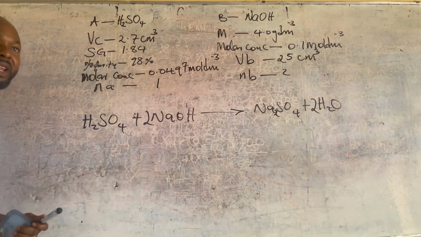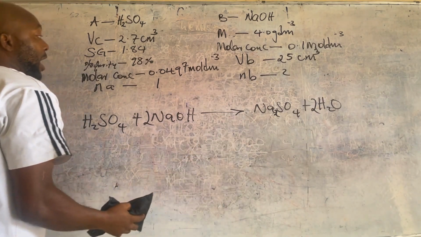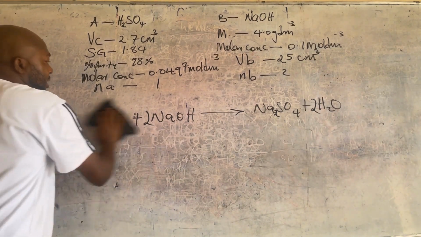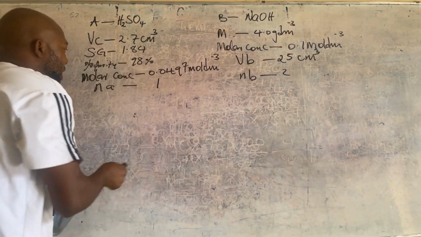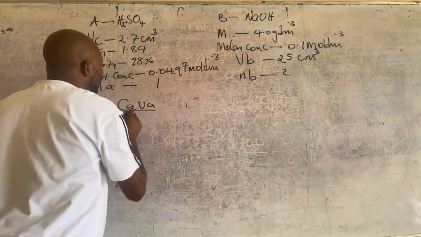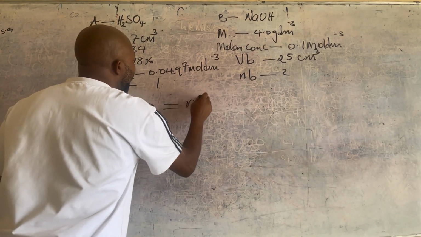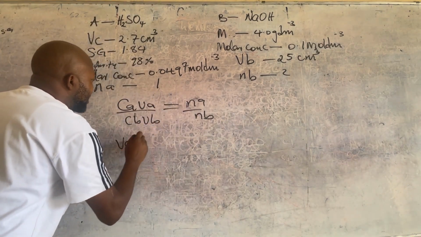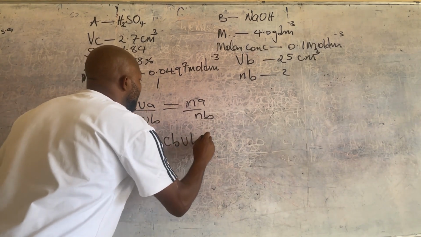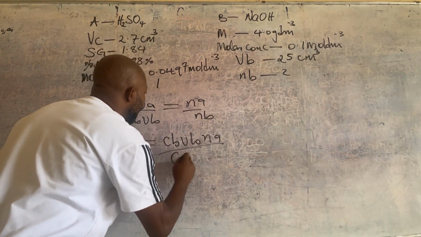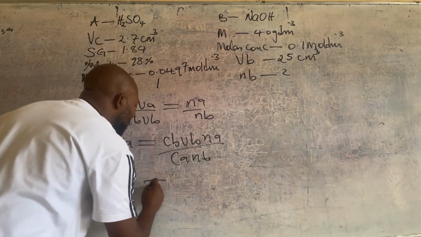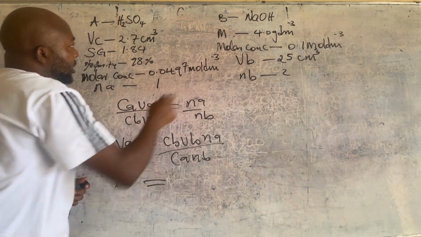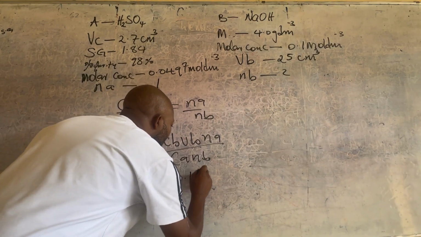So if I use my formula, the CAVA, I can now get my endpoint. Using the formula, CAVA over CBVB is equal to Na over Nb, and the volume of acid is what I need. So my volume of acid is equal to CBVBNA over CANB, and CB, the concentration of the base, is 0.1 mole per dm cube.